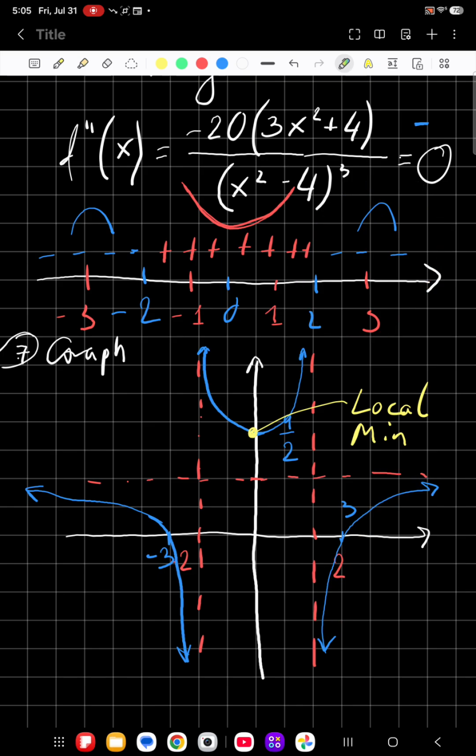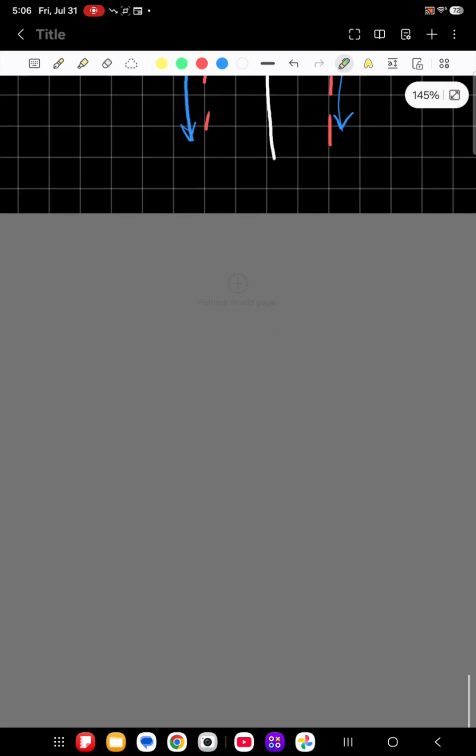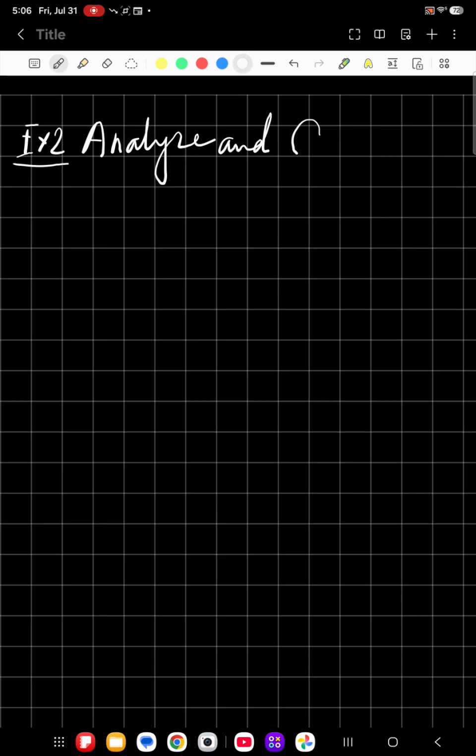Okay. I have one more example for you that you could try by yourself. You could treat it as a practice problem. But I'm going to go over it. Okay, so example 2. Again, analyze and graph.